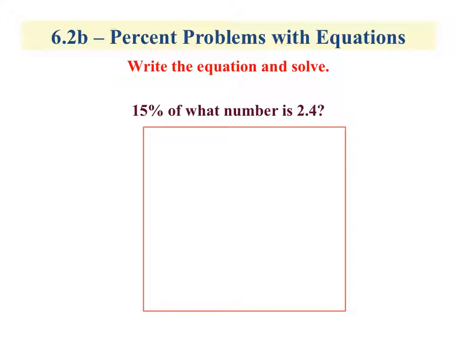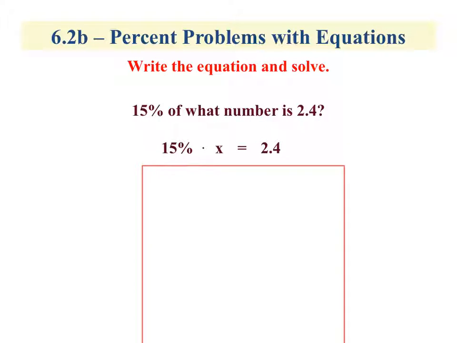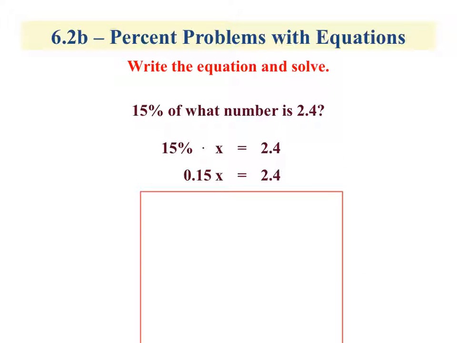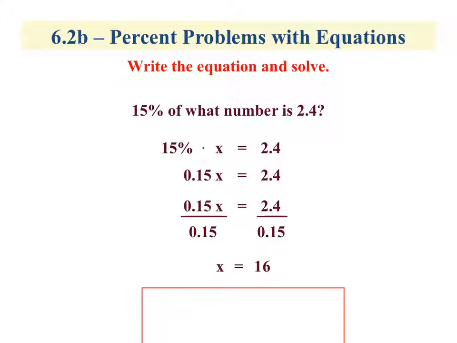15% of what number is 2.4? Again, as an equation, 15% times what is 2.4. Change it to a decimal. And then in order to solve, you're going to divide by 0.15. And when you do your long division, you get 16.